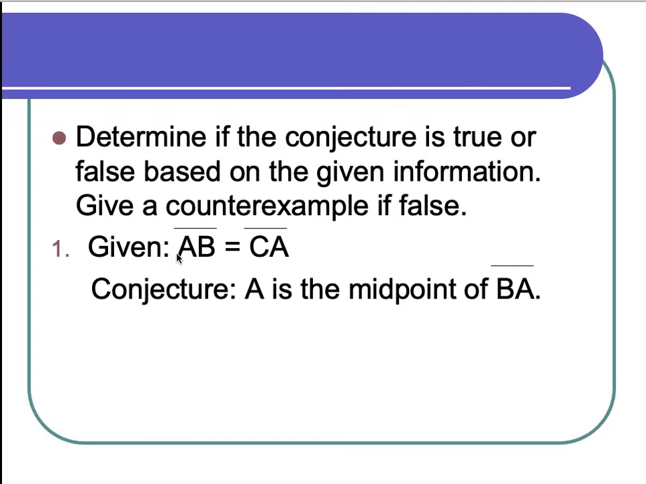Determine if the conjecture is true or false based on the given information. If possible, give a counterexample. If your answer is false, then give the reasoning why it is false. Given line segment AB equals line segment CA. The conjecture is A is the midpoint of BA. So kindly determine if the conjecture is true or false.